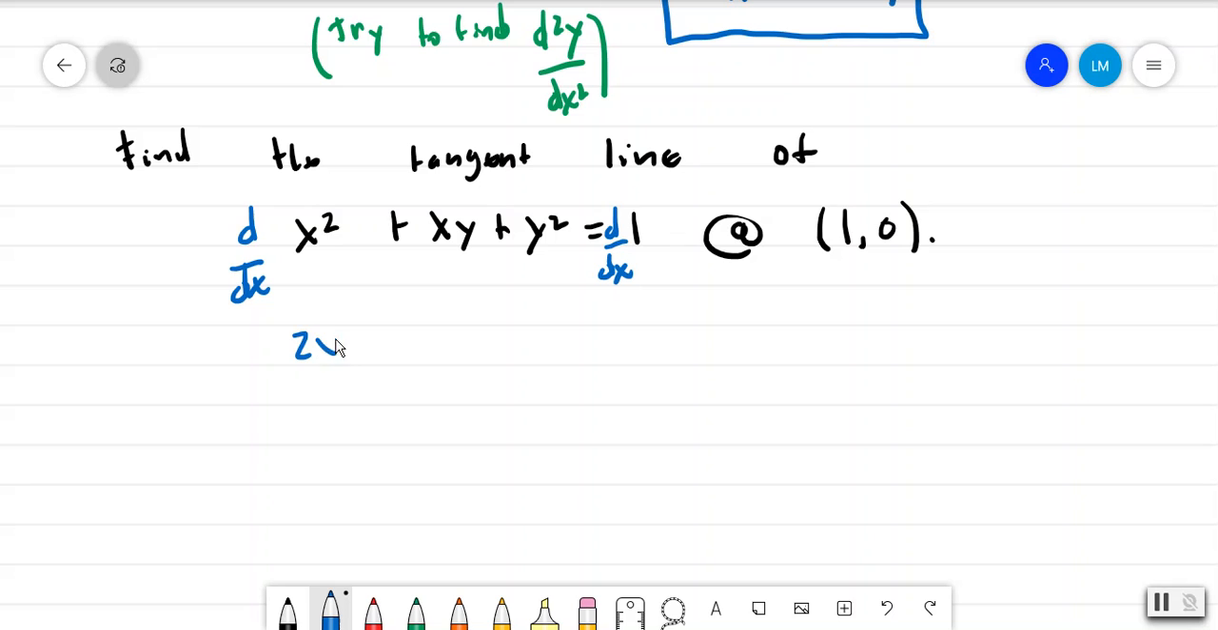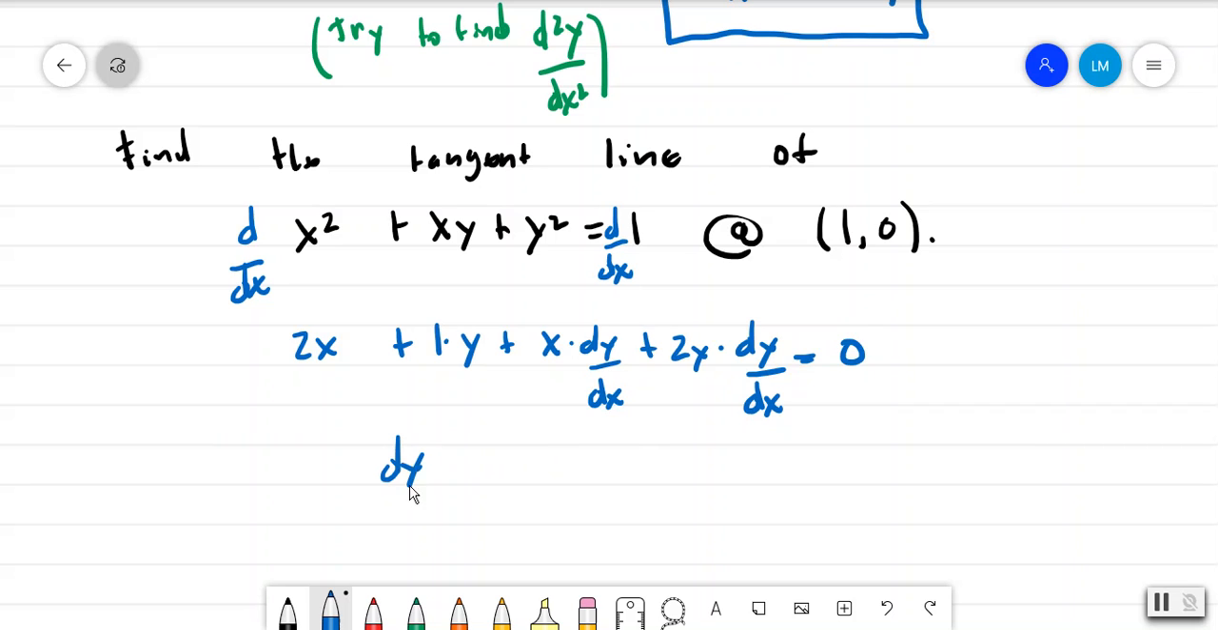So we have 2x plus, okay, now we have to use the product rule. So that's just going to be 1 times y plus x times dy/dx, and then plus 2y times dy/dx, and that equals 0. Now notice that you can solve for dy/dx just using some algebra. So you would subtract, that would be minus 2x minus y, all divided by, just factor over here, so that's x plus 2y.